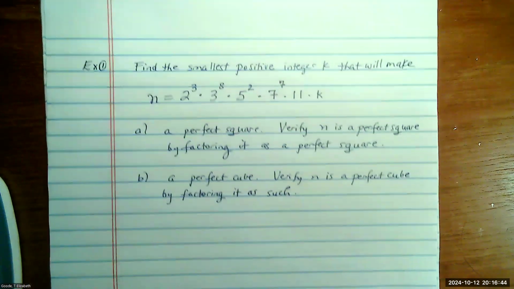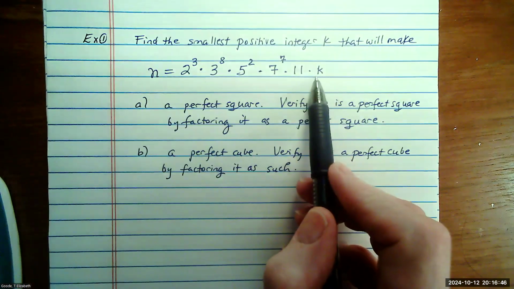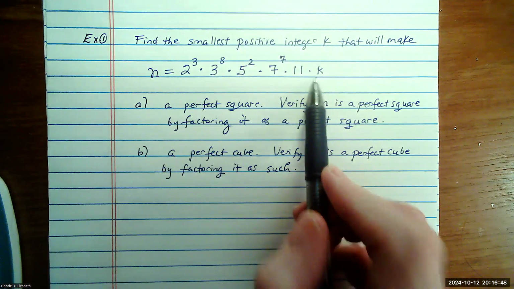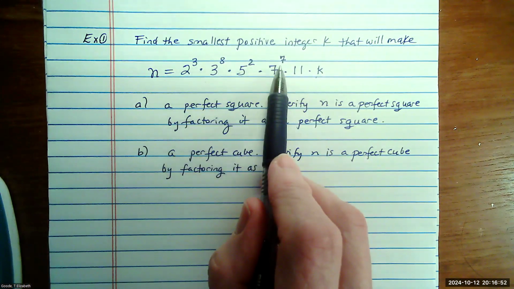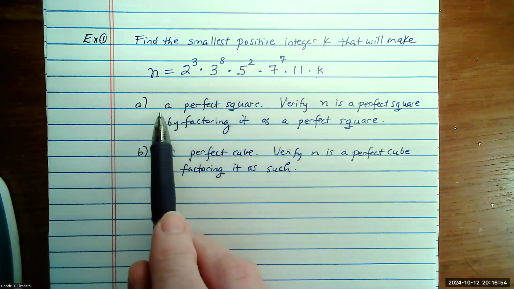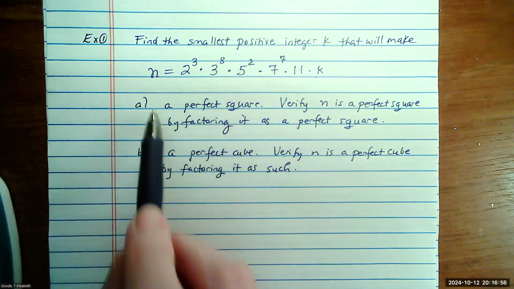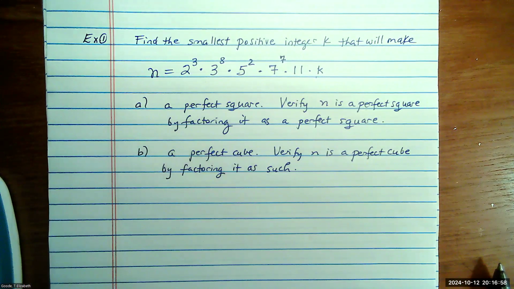So the game is simply to build k in such a way that it corrects any of the exponents that need to be corrected to achieve either goal. So let's start with the goal of making n a perfect square.